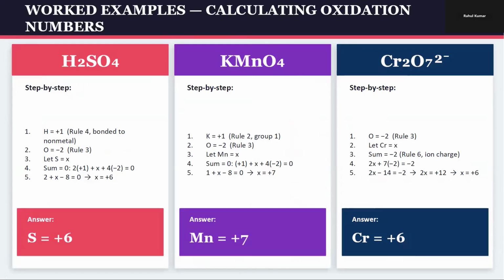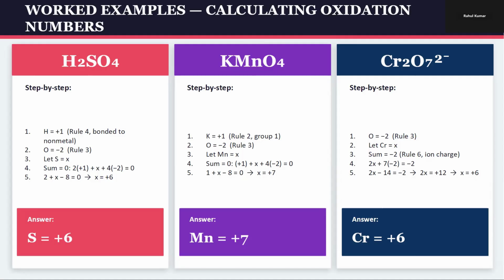So here are some worked examples to calculate oxidation number. Let's go one by one. H2SO4, let's do it step by step. First step, hydrogen is +1 according to rule 4 as it is bonded to a non-metal. Oxygen has an oxidation state of -2 from rule 3. So let sulfur be X. Now the sum is equal to 0 because there is no charge on this. So 2 times 1 for hydrogen plus X for sulfur, and 4 times -2 for oxygen because there are 4 oxygen atoms, equals 0. If you solve this, you get X equal to +6.